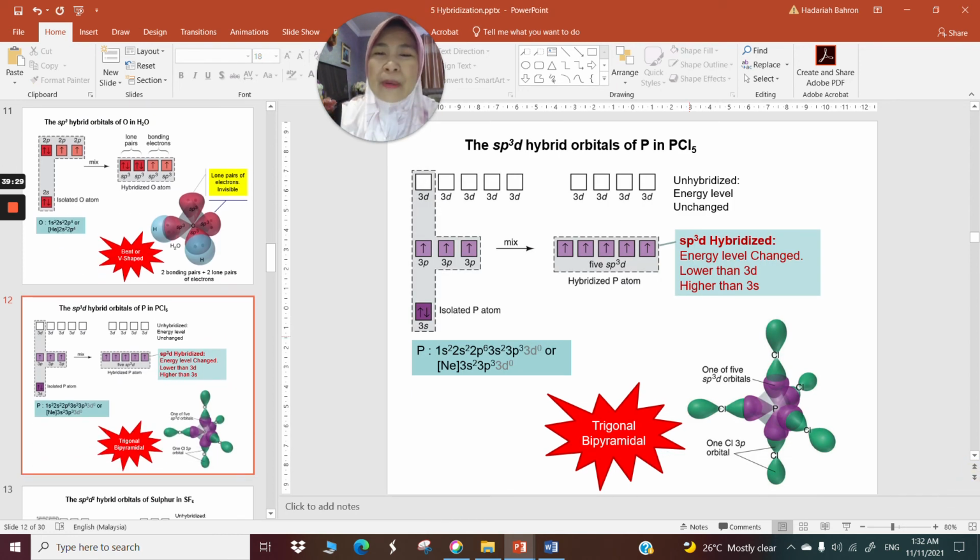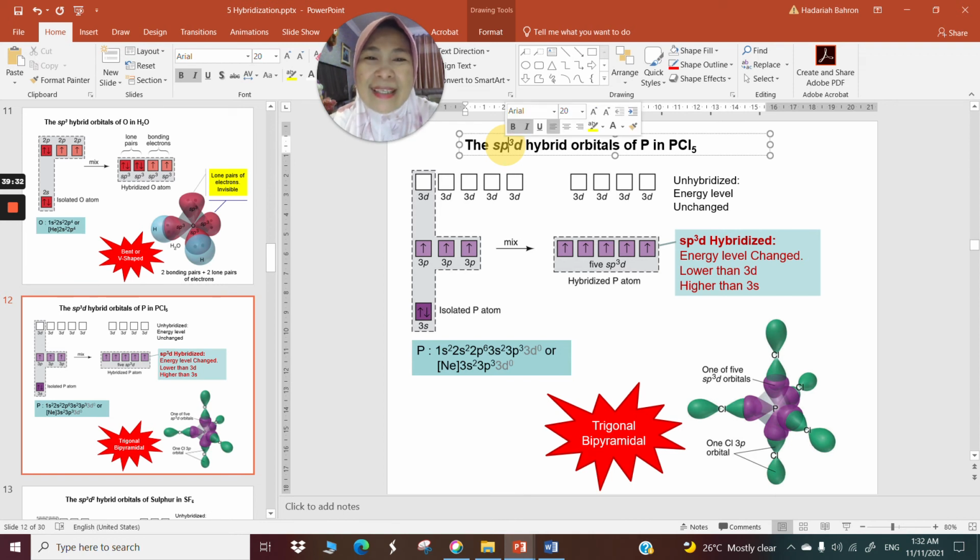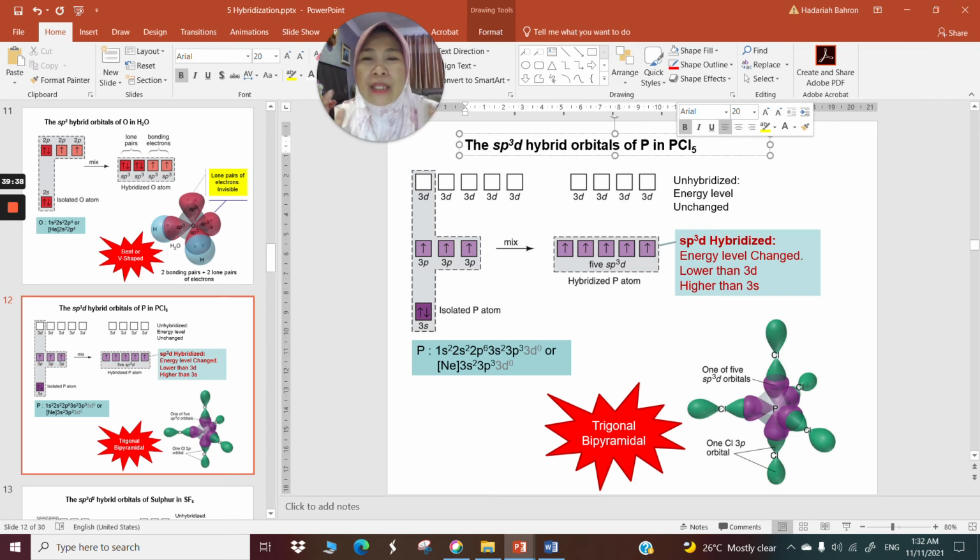Next, I'm going to talk about the sp3d hybrid orbitals of phosphorus in PCl5. Now remember, when you want to involve d orbitals in your hybridization, it has to be for atoms that are located in the third shell, because there are no d orbitals in the first shell or in the second shell. So it is impossible for elements that are located in the first shell and the second shell to have d hybridization. Only start having d hybridization on the third shell onwards.